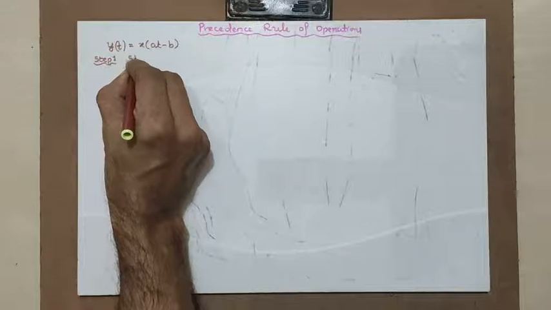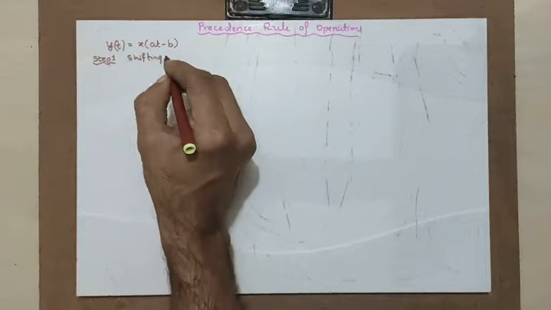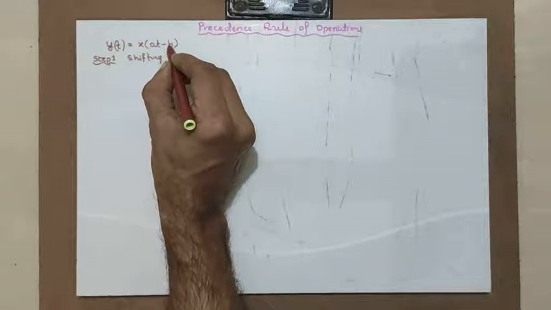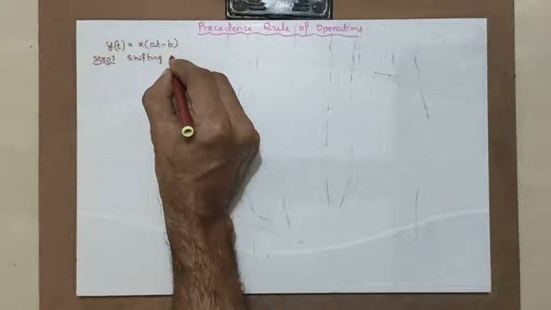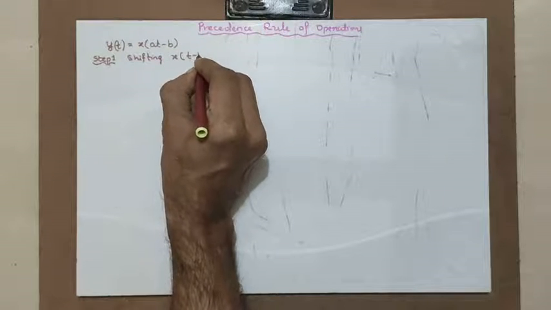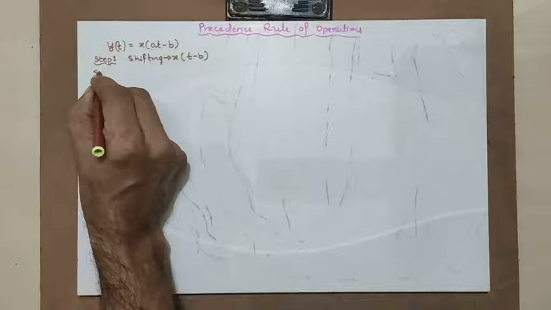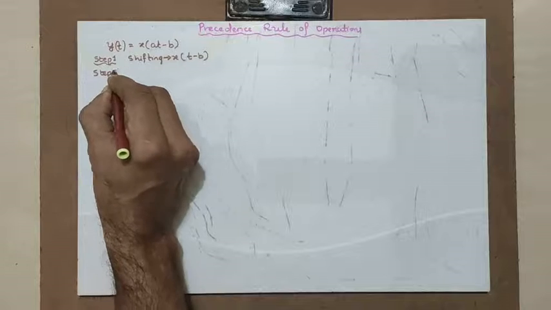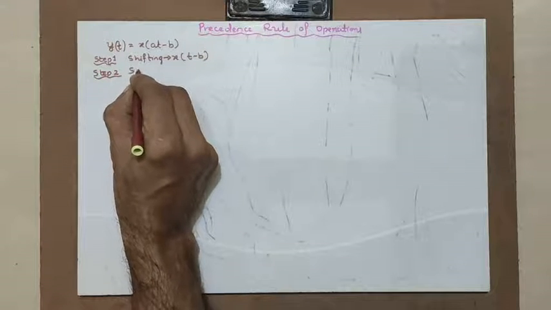will be shifting. Shifting means here x of at minus b is there. Now, you have to do t minus b. x of t minus b will be the first step. Step 2, whatever I have to do is scaling.